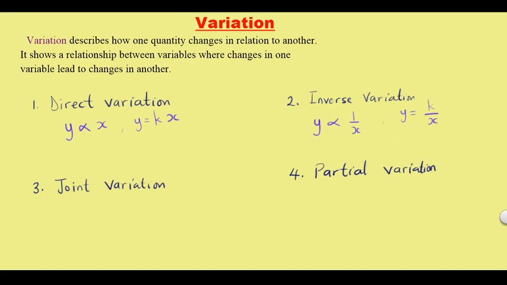A very good life application of this is the speed and travel time. For a particular fixed distance, if a car is traveling that distance, if the car speeds up, the time taken for the car to cover the distance will reduce. But if the car moves slowly, the time taken for such a car to cover that fixed distance will increase. So as the car speeds up, the time taken reduces.